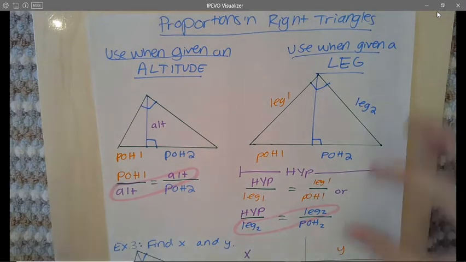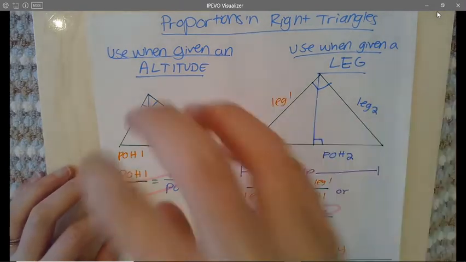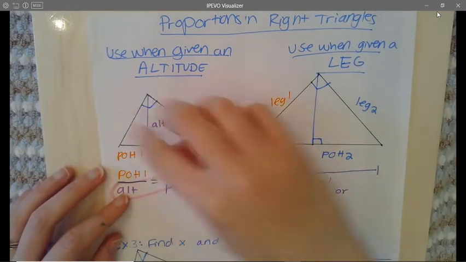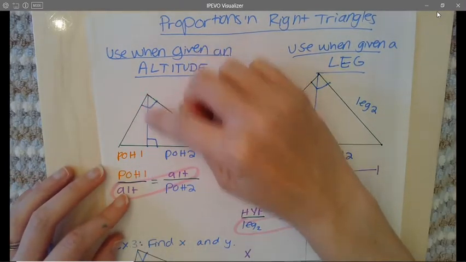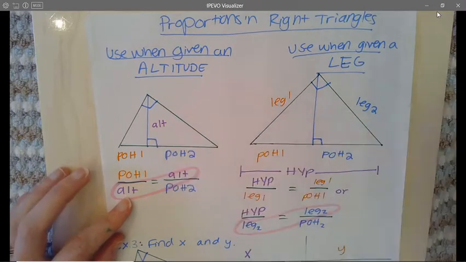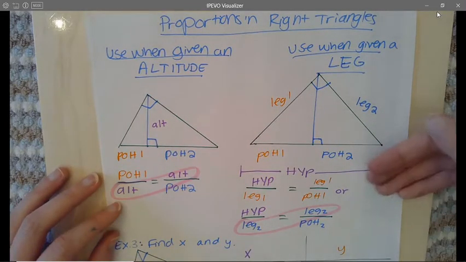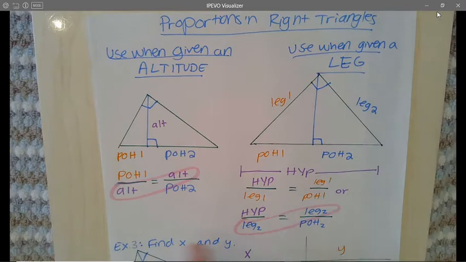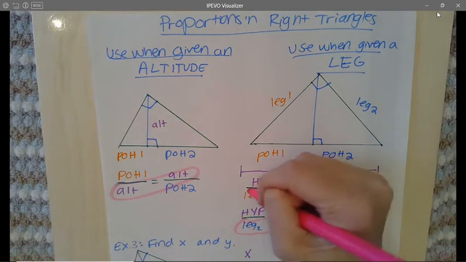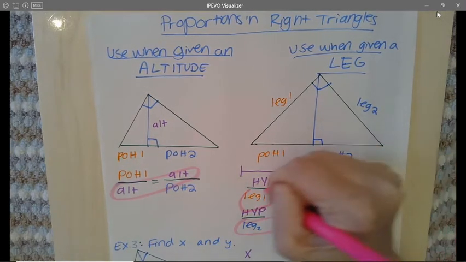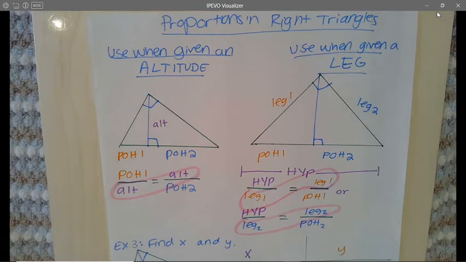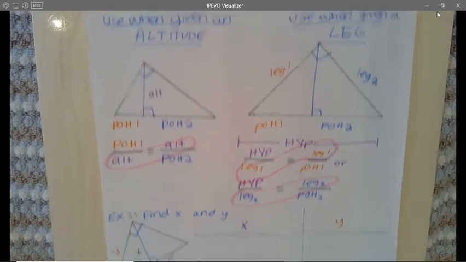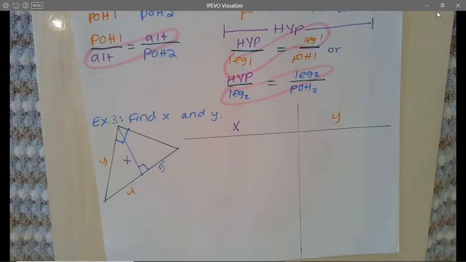Okay, so again, I have our two formulas here. One we use when we're given an altitude, so the little segment that makes a right angle when it hits the hypotenuse. The other formula we use when we're given a leg. And don't forget that since the diagonals in all these formulas are the same value, these are geometric means. All right, let's get going on our first example, example 3. We're going to find x and y.